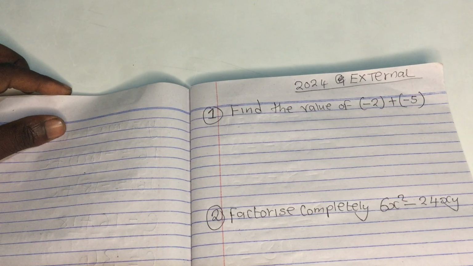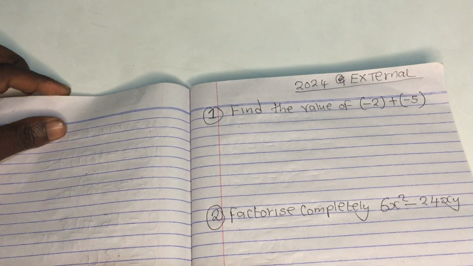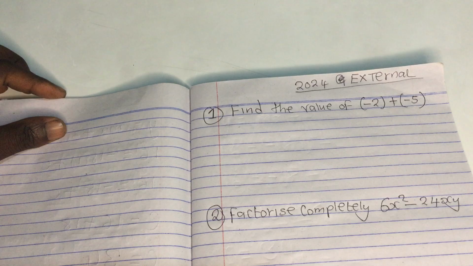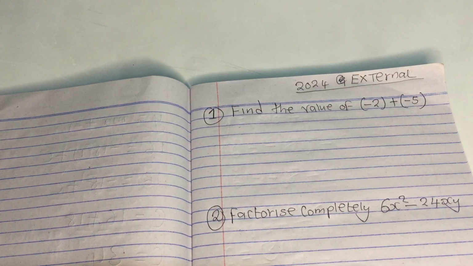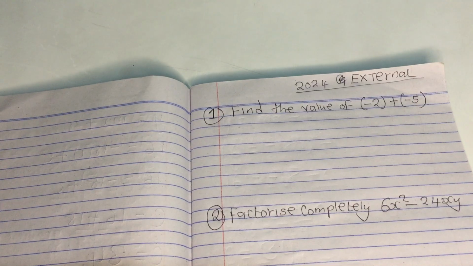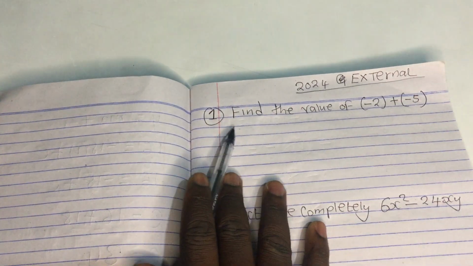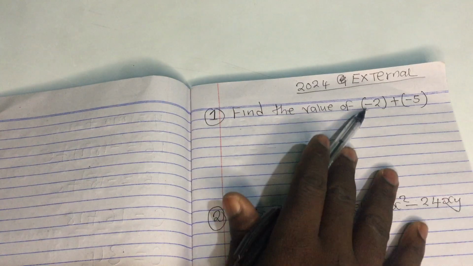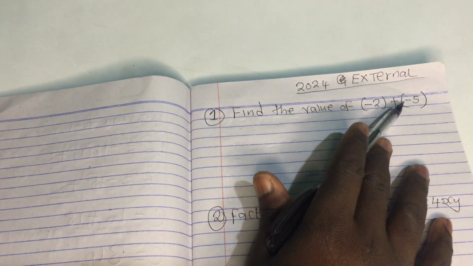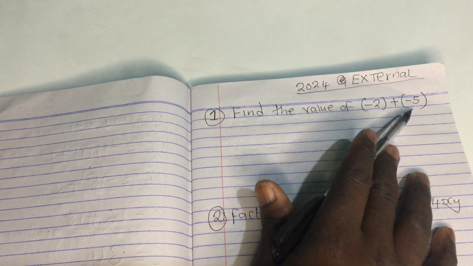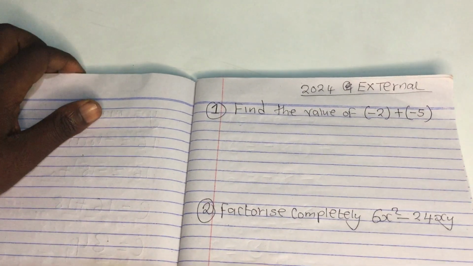Here with me, I've got this question paper for grade 9s, 2024 external candidates, and we are going to go through it together. I hope you are ready. So let's start. The first question says, find the value of (-2) + (-5). So how do you answer this question?